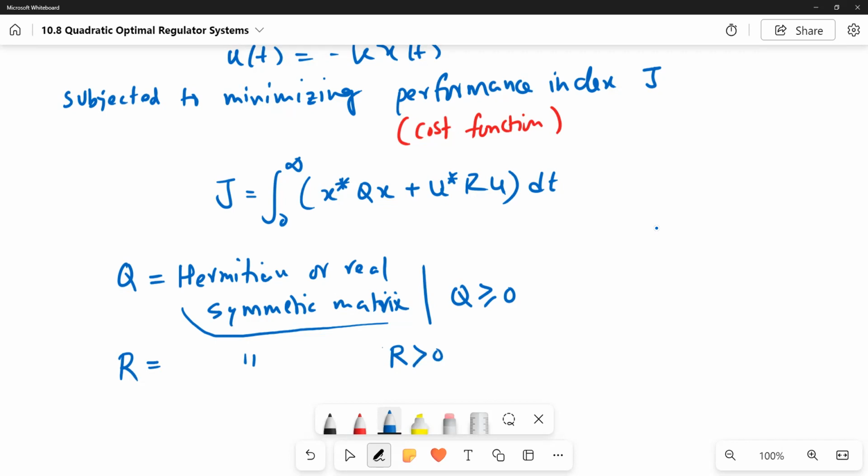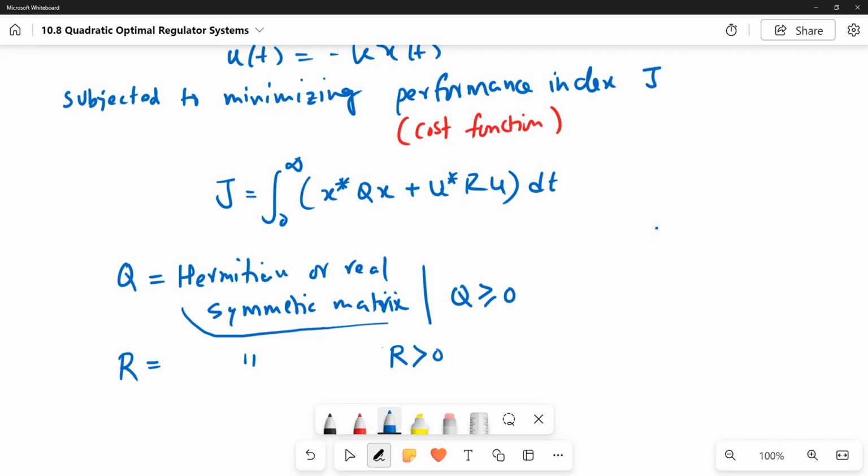Maybe you don't have any idea what the definiteness of a matrix is, but for now, realize that matrices cannot just be said to be positive or negative. It has to be said differently because they're not just a single entity. That is why it is called definiteness: whether it is positive definite, positive semi-definite, negative definite or negative semi-definite. In this case, Q and R are positive definite matrices, or Q can also be positive semi-definite.